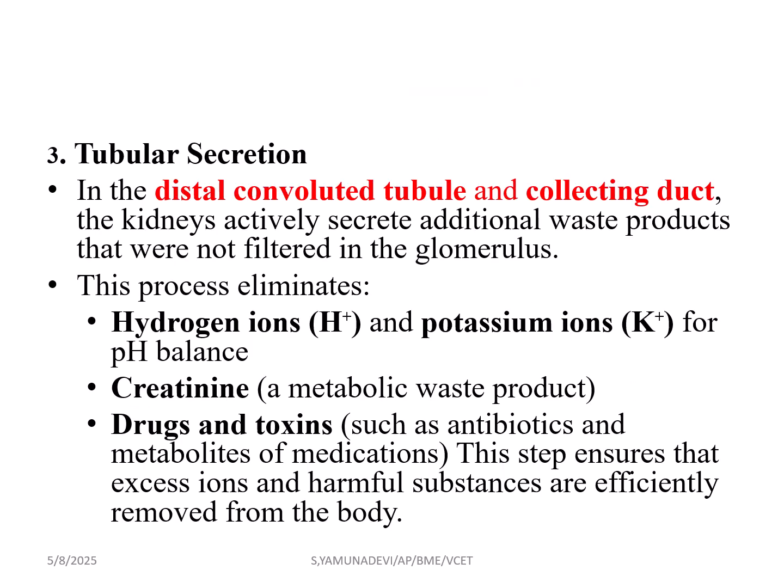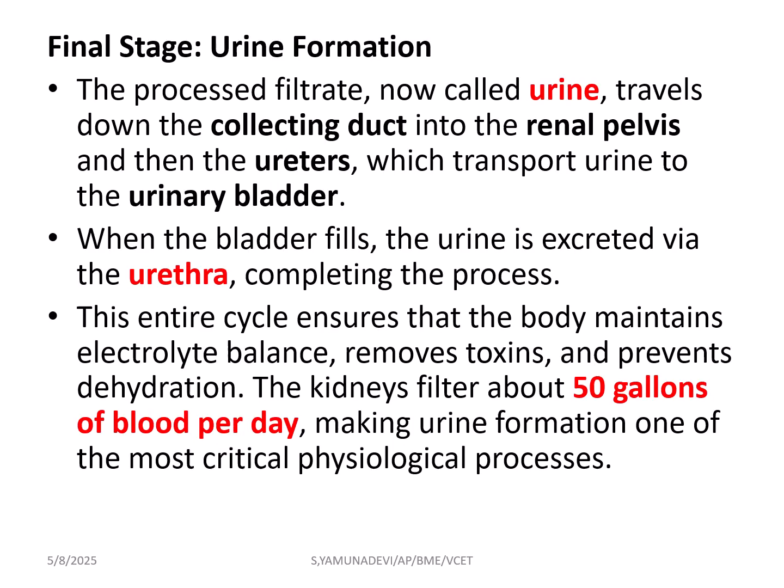Then tubular secretion happens in the distal convoluted tubule and collecting duct. These actively secrete additional waste products which are not filtered in the glomerulus. This also eliminates hydrogen ions and potassium ions for maintaining pH, and it also eliminates creatinine and other drugs and toxins. It ensures that excess ions and harmful substances are effectively removed from the body.